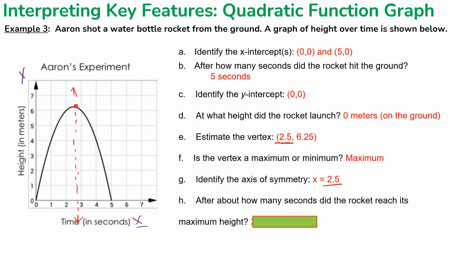And last, it says after how many seconds did the rocket reach its maximum height? That would be at 2.5, because this is our maximum, and our vertex again is approximately (2.5, 6.25). And so that is the highest point. So the maximum height is 6.25, but how long did it take? 2.5, because that is our time there.